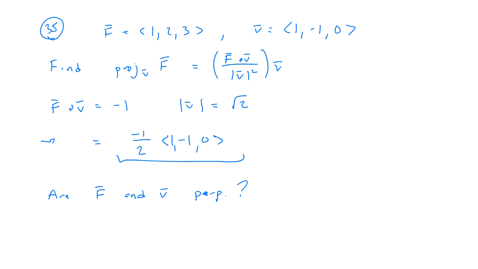Right. If the dot product is anything except for 0, they're not perpendicular, or orthogonal, or normal, or whichever word you want to use.